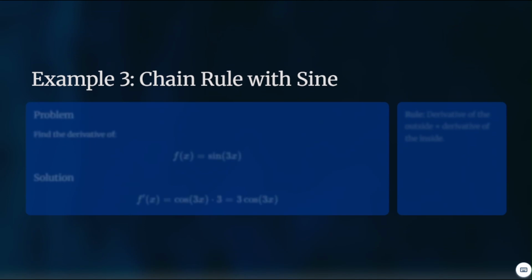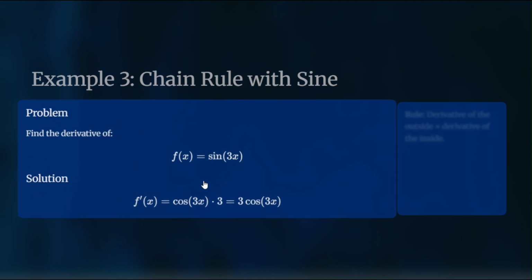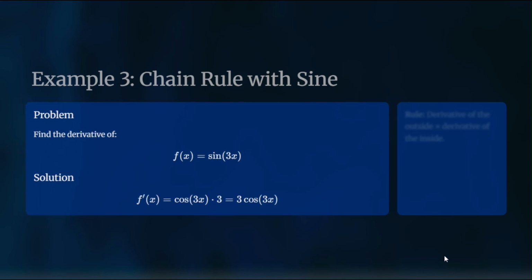In this next problem, we'll find the derivative of f of x equals sine of 3x. Once again, we'll need to apply the chain rule. The derivative of the outside function sine is cosine, and the derivative of the inside function 3x is simply 3. So f prime of x will be equal to 3 times cosine 3x.